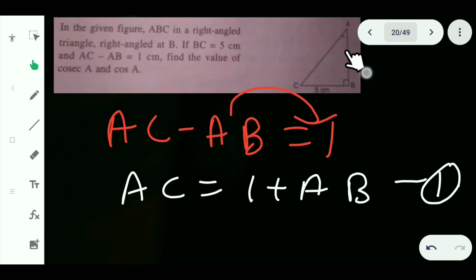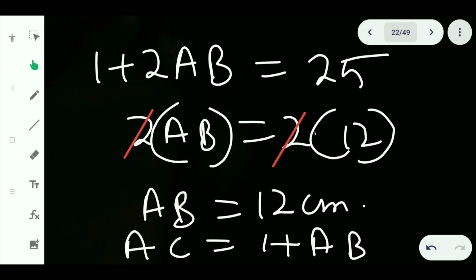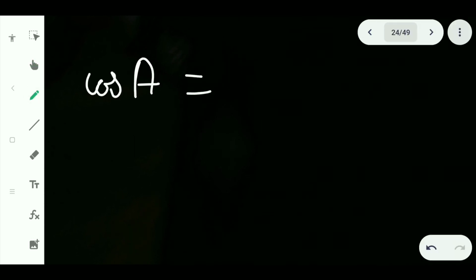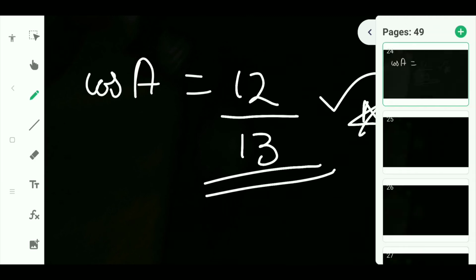Cos A is nothing but AB by AC. AB, we are having the value 12 centimeter. AB is nothing but 12 centimeter divided by hypotenuse, which is 13 centimeter. So cos A is nothing but 12 by 13.